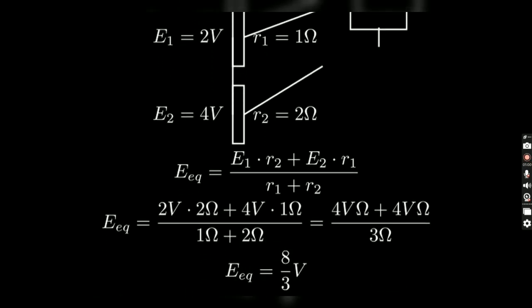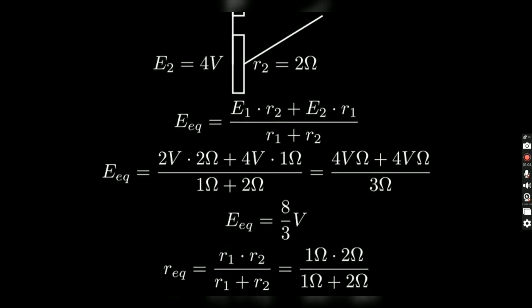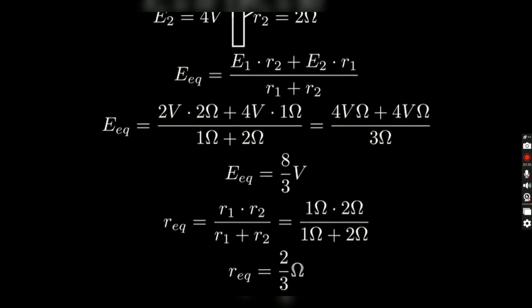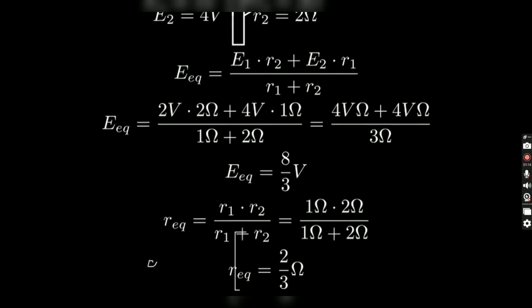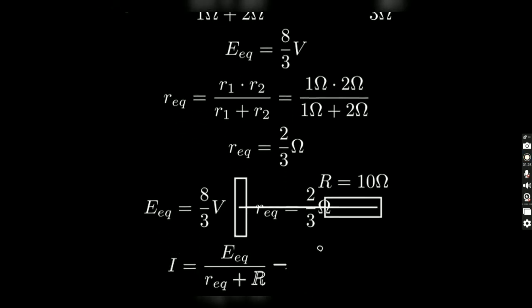Next, we need to find the equivalent internal resistance. For parallel connections, the equivalent resistance is given by R1 times R2 divided by R1 plus R2. Plugging in our values, we get 2/3 ohms. Now, we can simplify our circuit. We have an equivalent cell with EMF of 8/3 volts and internal resistance of 2/3 ohms connected to our 10 ohm resistor. To find the current in the circuit, we use Ohm's law.